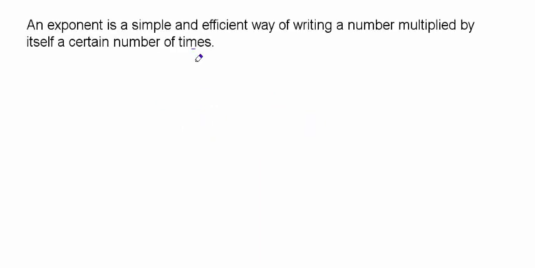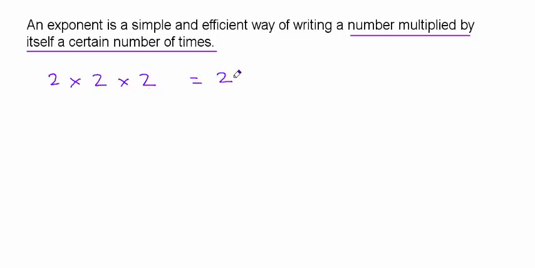At the very basic level, an exponent is a simple and efficient way of writing a number multiplied by itself a certain number of times. For example, we can write 2 times 2 times 2, which is equal to 8, as 2^3, which is read as 2 raised to the third power.